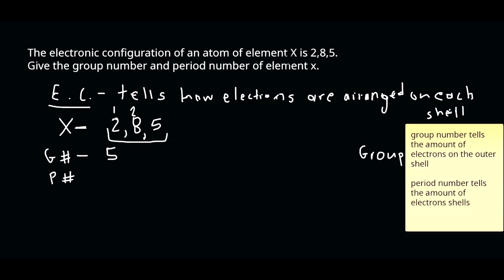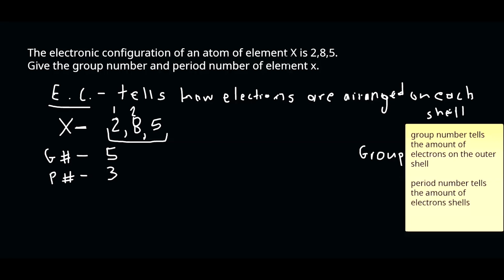Moving on to the period number. The period number tells us the amount of electron shells. So what would be our period number? 3, sir. Excellent. So you get the idea now. Even though the question asks for only that, we're going to show that we know more than what they're asking for.